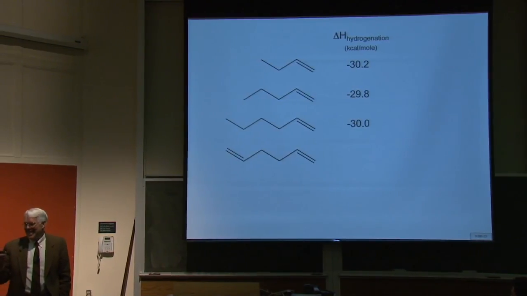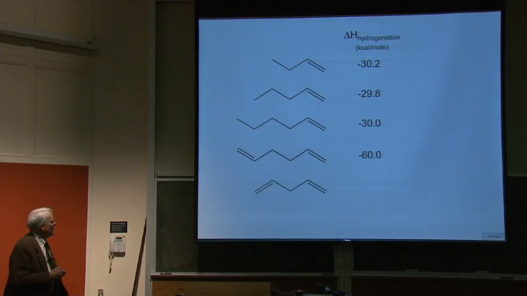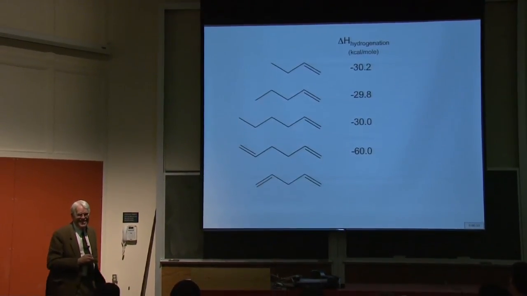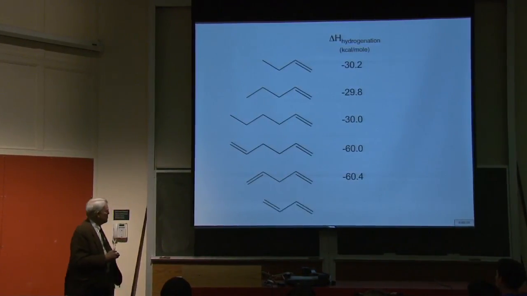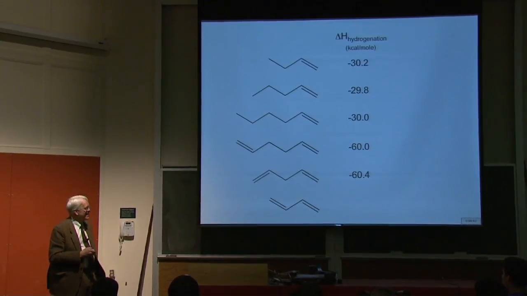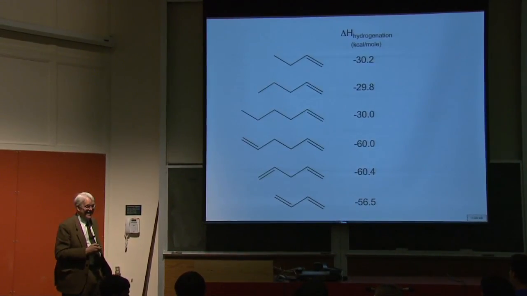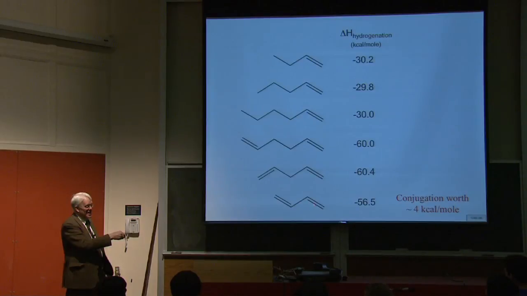60. How about this one? 60. How about this one? Something bigger. Much more. Oh, less. So conjugation, this one is more stable. It doesn't give off as much heat, right? And it seems to be stable by about 4 kilocalories per mole.